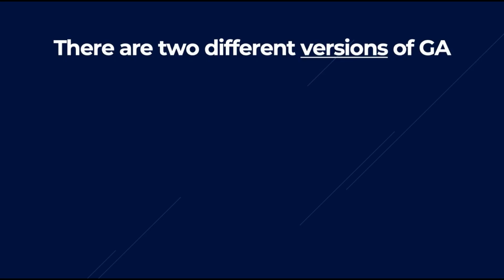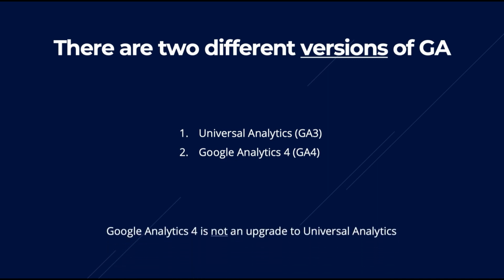I wanted to highlight one super important thing that seems to be confusing a lot of people when it comes to Google Analytics. And that is that there are two different versions of Google Analytics. We have number one, the Universal Analytics, often referred to as GA3, GA standing for Google Analytics. And then we have the second version, which is a newer version, referred to as Google Analytics 4, or frequently known as GA4. Now, to confirm, Google Analytics 4 is not an upgrade to Universal Analytics. It's a completely different new version of Google Analytics, which works on different models of collecting data, and as a result, comes with a different set of reports.